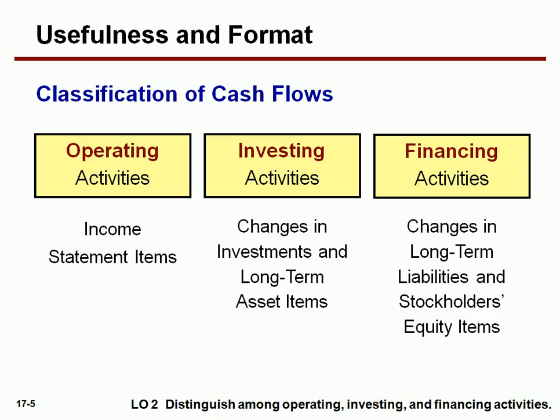I would like to give you a brief overview in this video related to the classification of cash flows. We will look at each of them in a separate video. In the next video we are talking about operating activities, then investing activities, and then financing activities. Operating activities are related to income statement items. The second is investing activities, which include changes in long-term asset investment. I will talk about it in detail later. The third is financing activities, like changes in long-term liabilities and stockholders' equity items. So we will discuss them in detail.